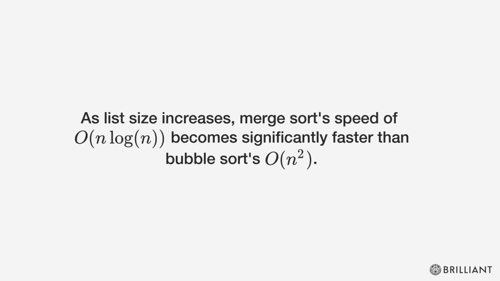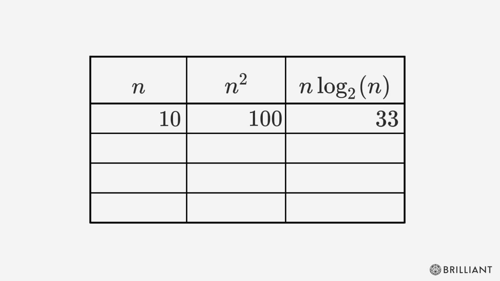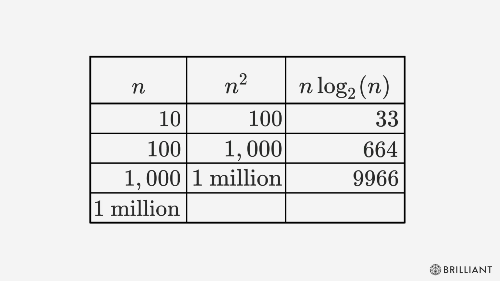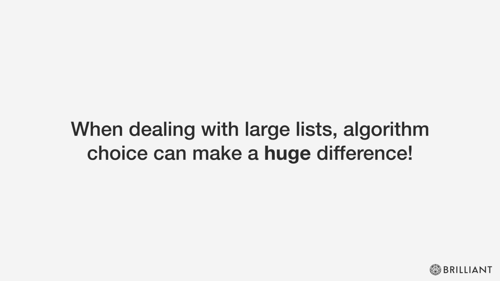As your list size increases, merge sort speed becomes significantly faster than bubble sort's. Like 50,000 times faster. When dealing with large lists, algorithm choice can make a huge difference.